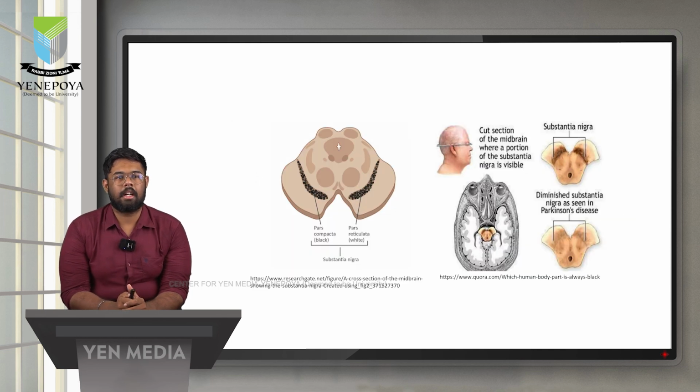Here you can see that the pars compacta and pars reticulata, present in the substantia nigra, become pale in color. So this is the diminished substantia nigra as seen in Parkinson's disorder. You can see in the picture the difference between the normal substantia nigra and your affected substantia nigra in Parkinson's disease.